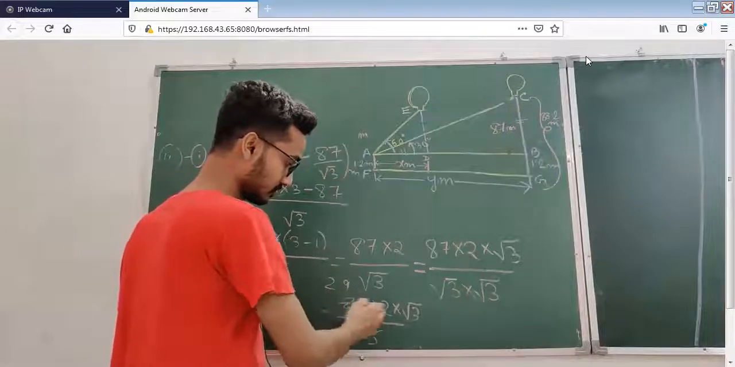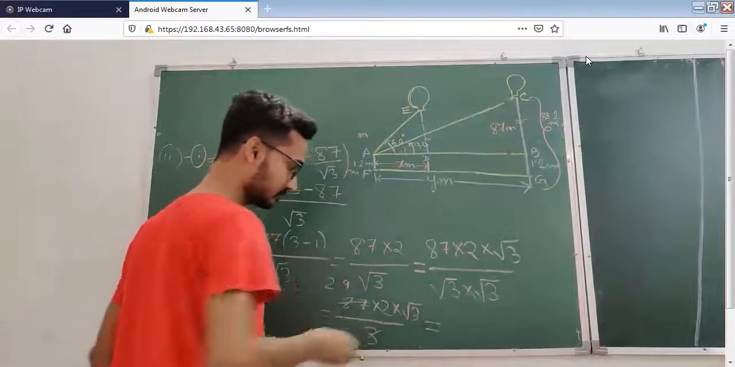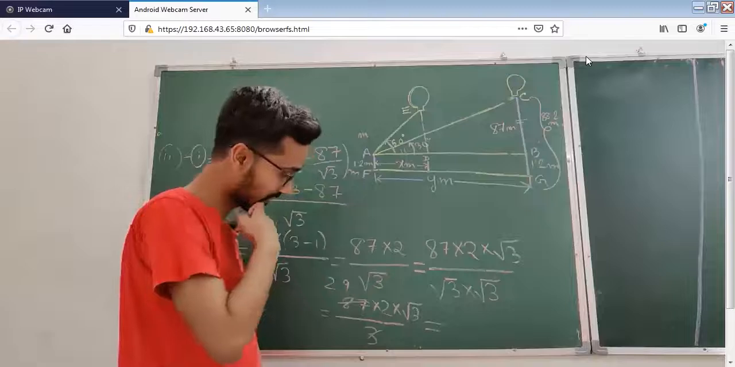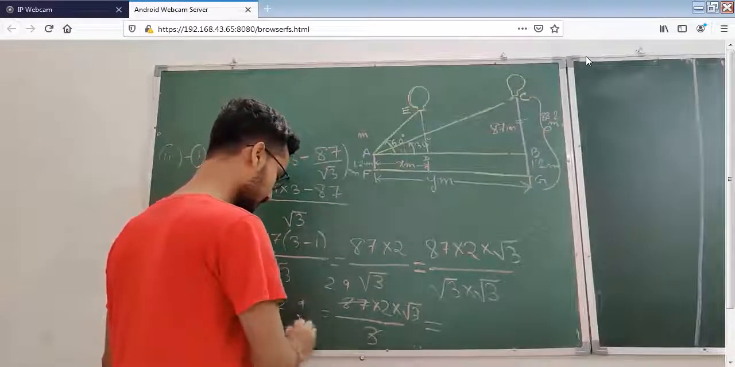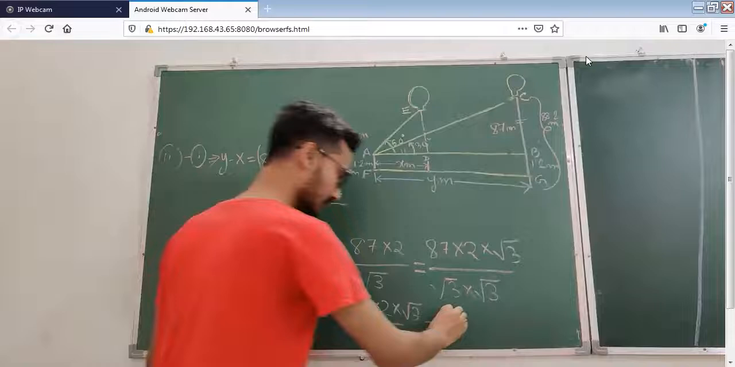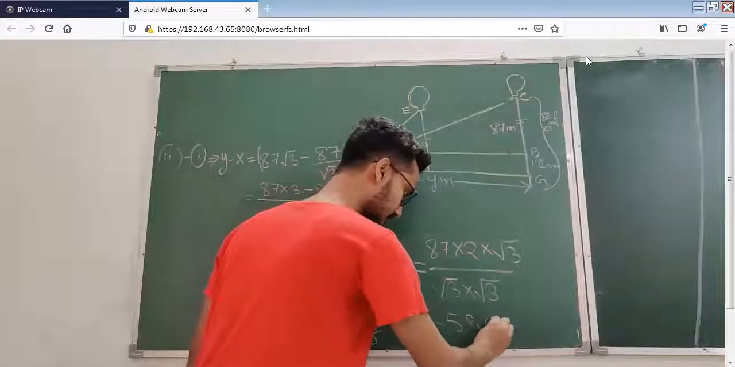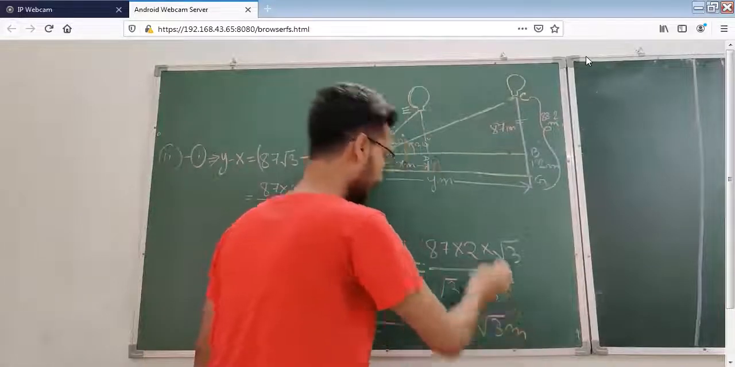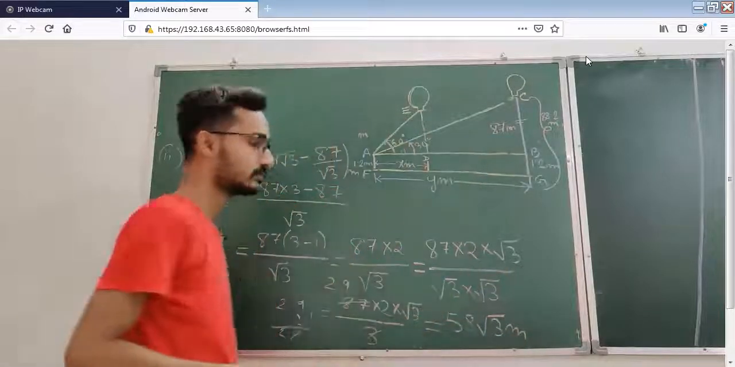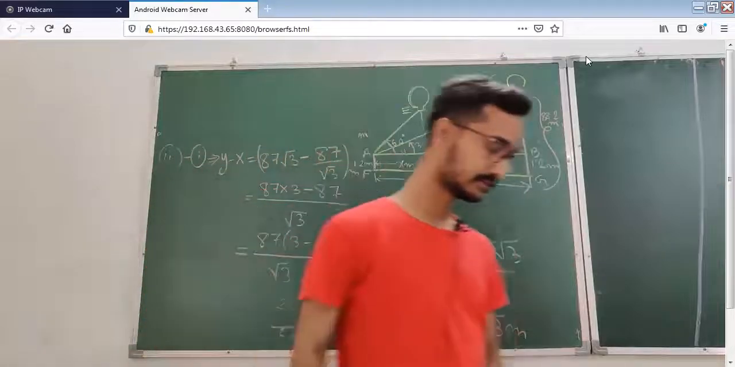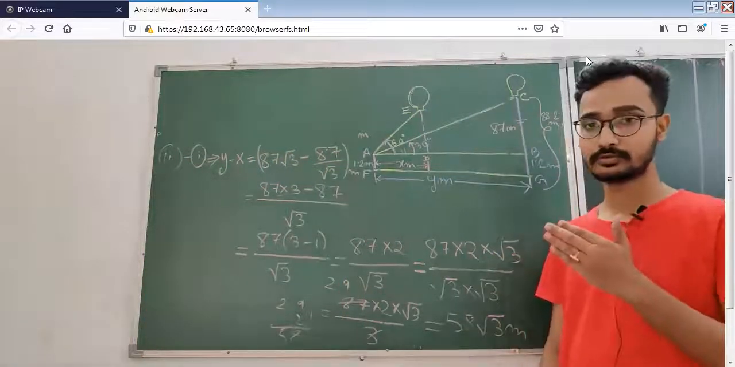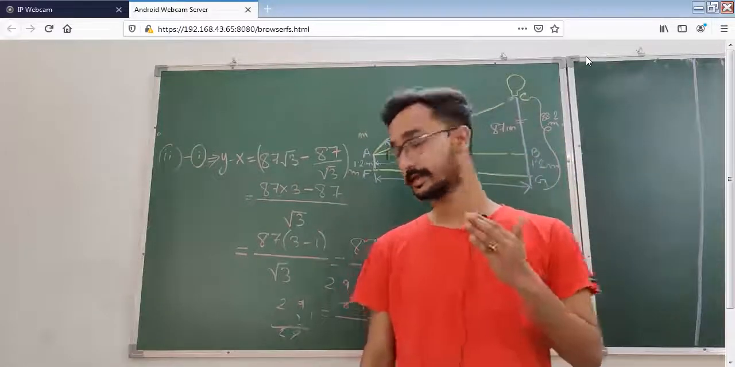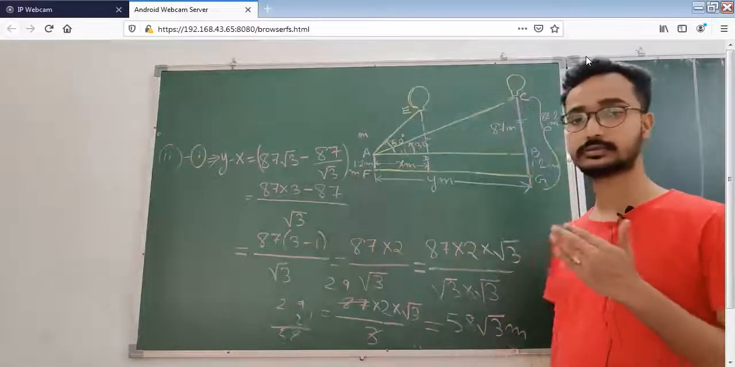Now multiply it, your result will be 29 into 2 into root 3. Now if you multiply 29 with 2, how much is it? 58. 2 nines are 18, 2 twos are 4, 4 plus 1 is 58. So the answer will be 58 root 3 meter. That means the distance between the two positions of the balloon is 58 root 3 meter.